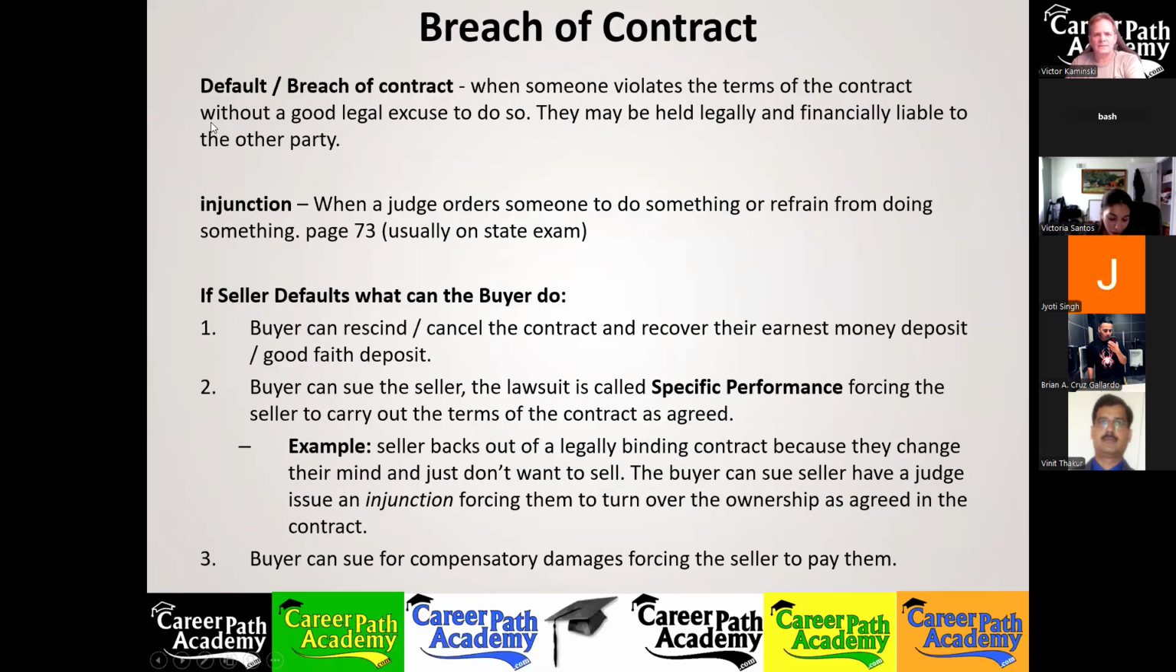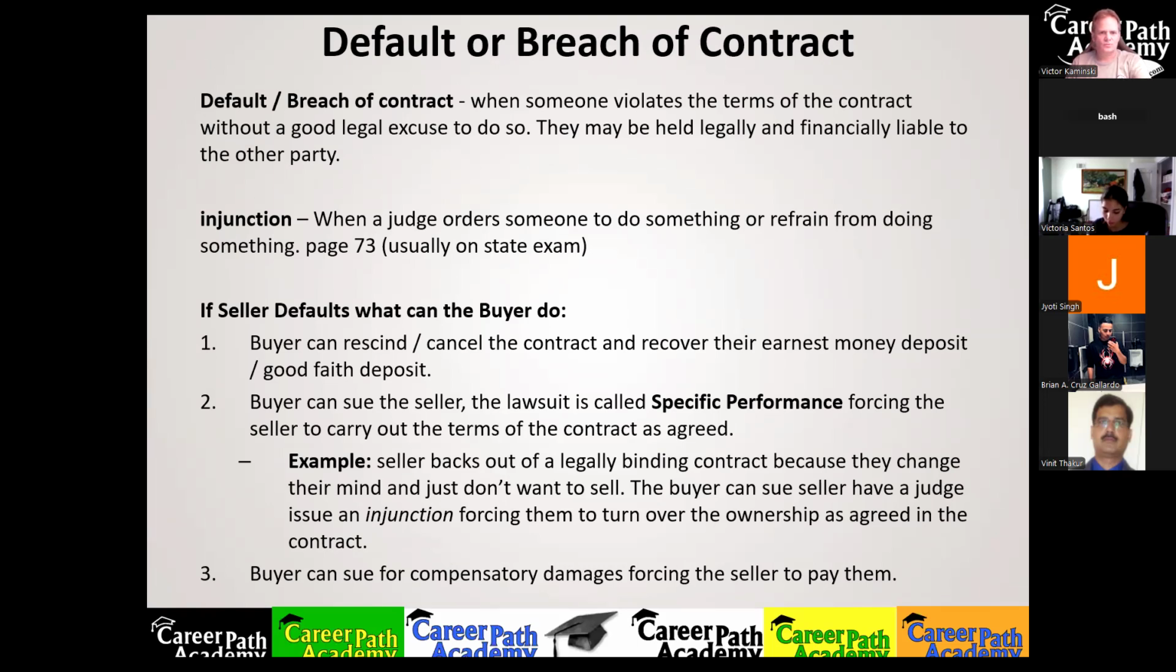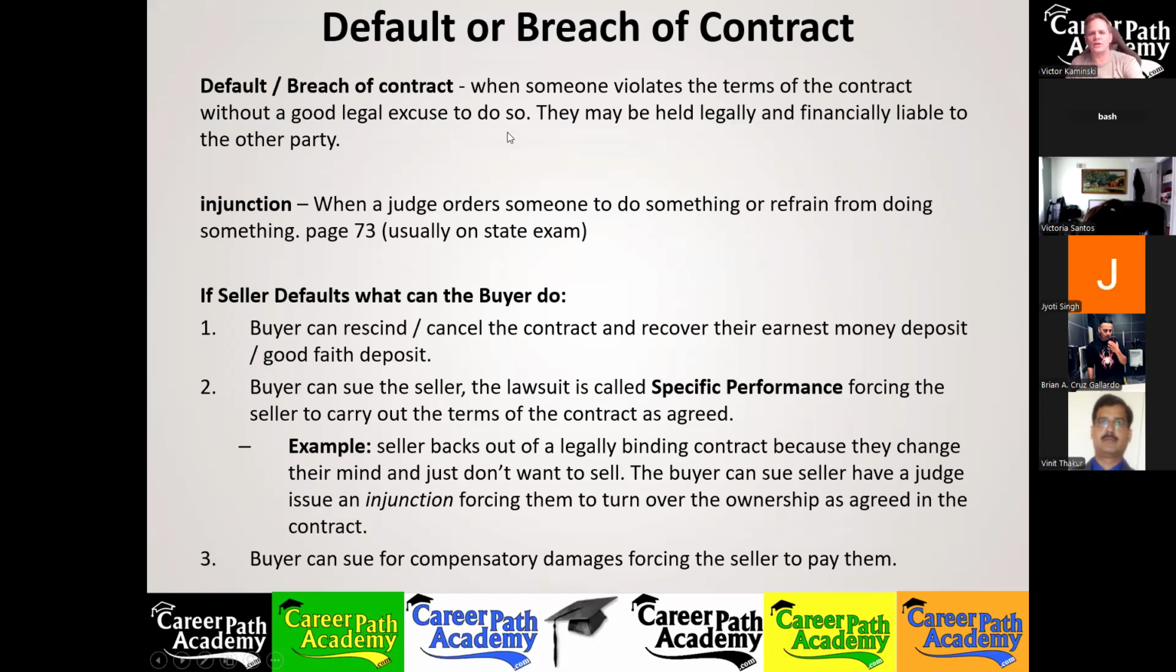Okay, so default or breach of contract. Default or breach of contract is when somebody violates the terms of the contract without having a good legal excuse to do so. They could be held legally and financially liable to the other party.